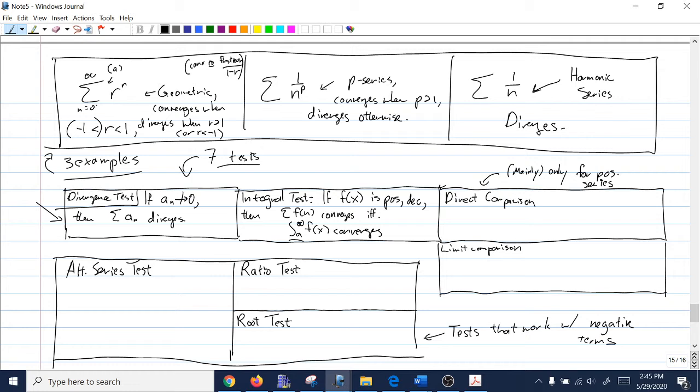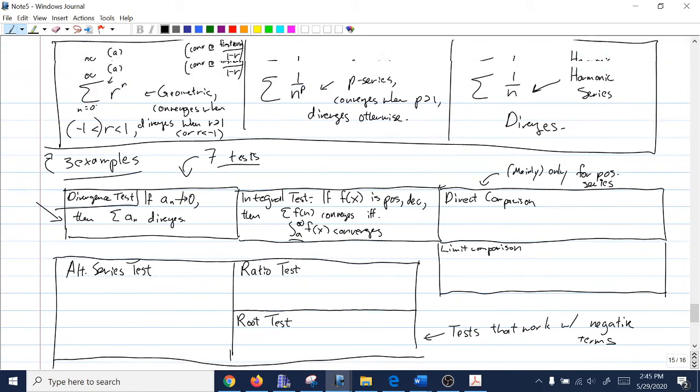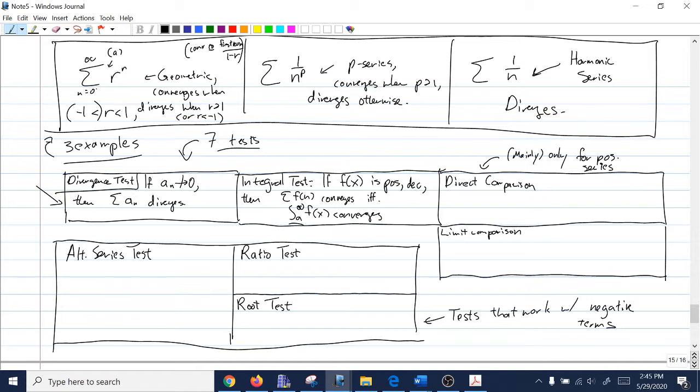All right, next up we're going to talk about direct comparison and limit comparison. The idea here is if I can look at a series and understand it's about the same size as this other series, and I know that other series converges or diverges, hopefully because it's a p-series or geometric series or something else that I'm able to understand by some way, then that should tell me something about this series.